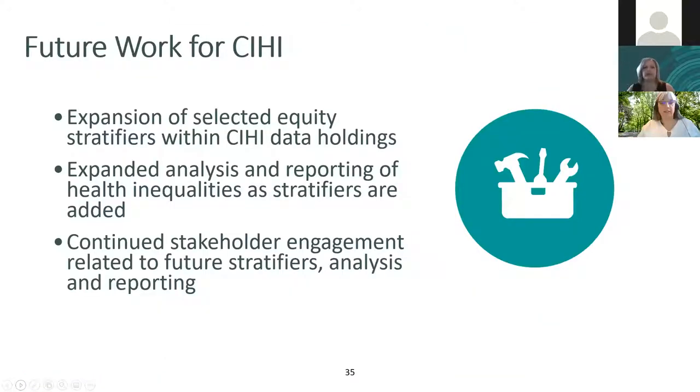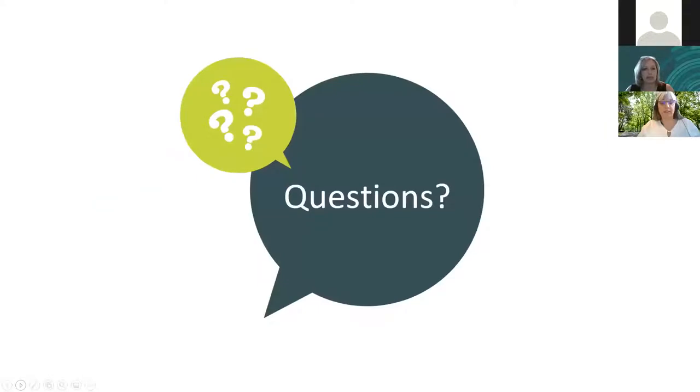Next slide. What's next for CIHI? One piece of work includes the expansion of selected equity stratifiers within CIHI databases, for example, adding area-based income into some selected data files to help with analysis. Another activity includes the expansion of analysis and reporting of health inequalities for CIHI indicators. So, if we're adding in some of these area-based variables, being able to report some of that more broadly. And finally, continued stakeholder engagement related to identification and development of future stratifiers. And that brings us to the end of my presentation. I want to thank you for attending today, and I'm happy to respond to any questions.